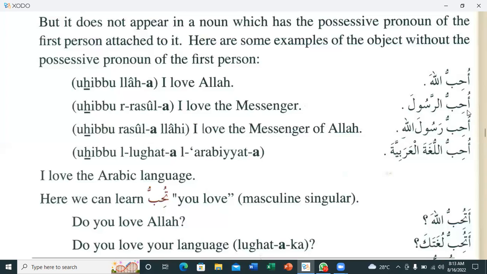And second sentence is Uhibbu Rasula. That means I love the messenger. So in this sentence, Rasula is object. Uhibbu Rasulallahi, I love the messenger of Allah. So in this sentence, Rasula is object. And like Uhibbu Lughatal Arabiyata. So in this sentence, Lughata is object.